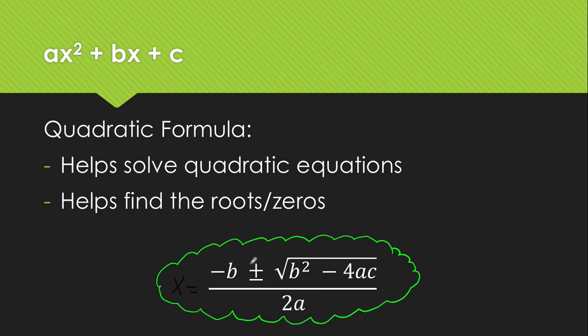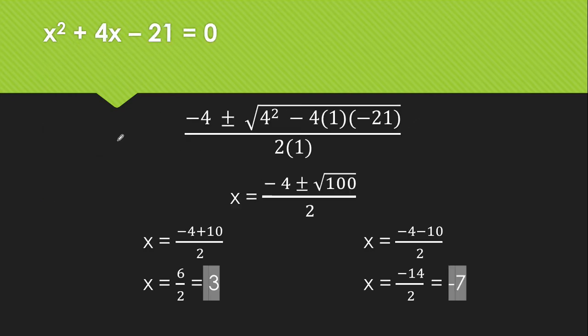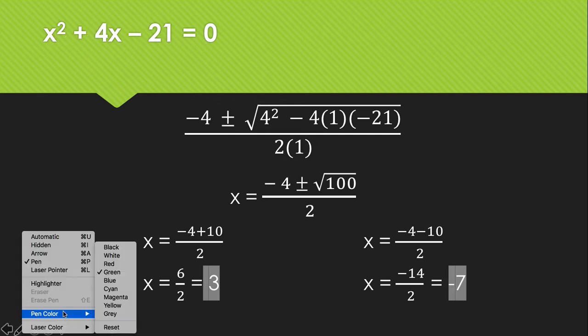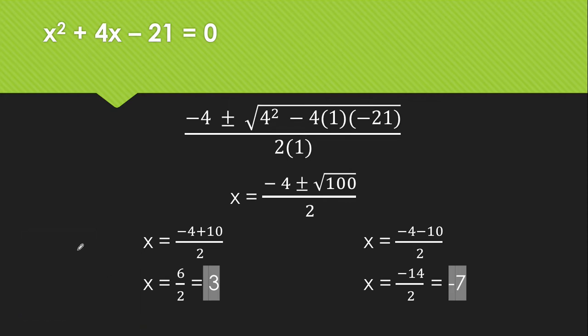So where's the a, b, and c's coming from? A is the coefficient in front of x squared. B is the coefficient in front of x. And c is that constant at the end of the quadratic. So let's look at this equation here. x squared plus 4x minus 21 equals 0. Pause the video and write down what your a value, your b value, and your c value are.